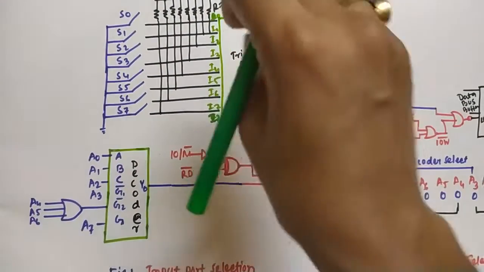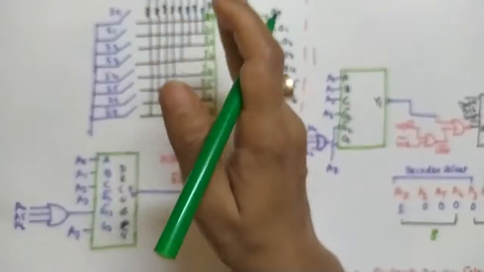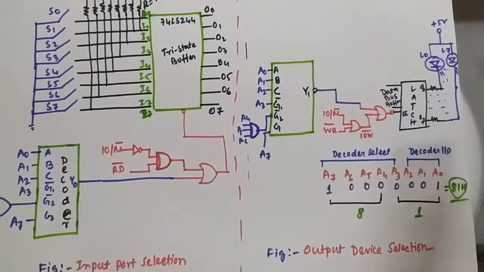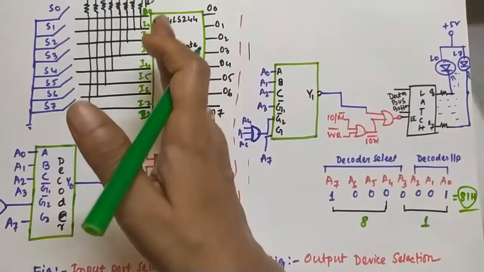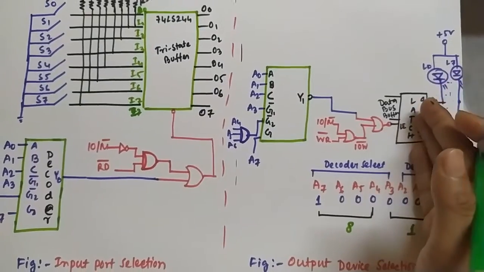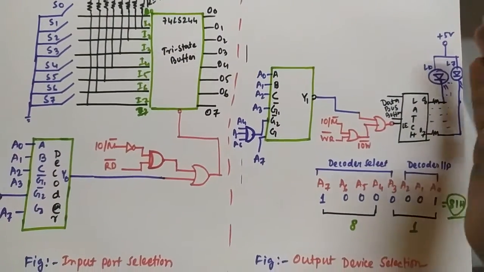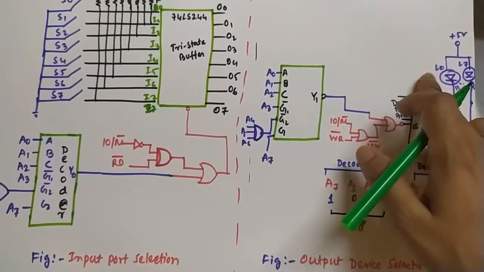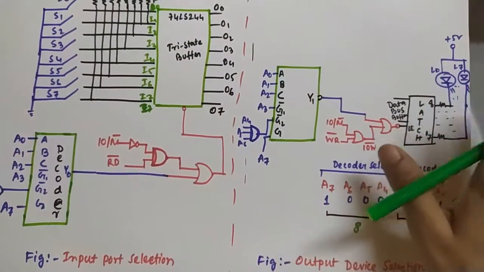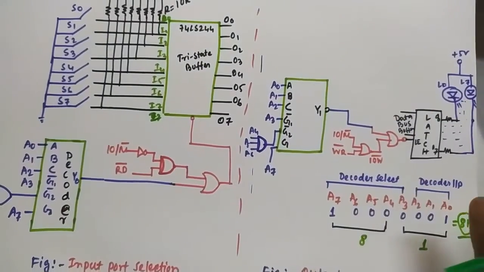At first this tri-state buffer must be activated. Now pointing out this output portion, this tri-state buffer is connected with the latches, and then the latches are connected with the display unit. Here the LED light is connected. So here is the switches portion, and this is the LED portion.